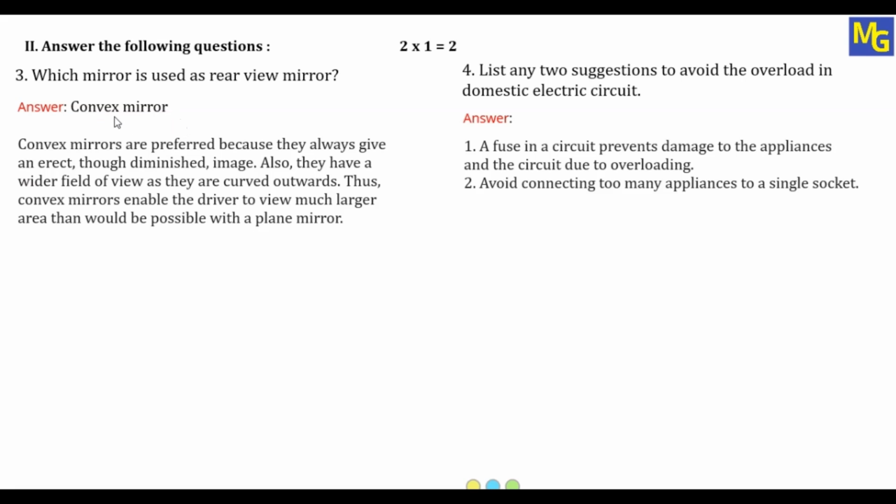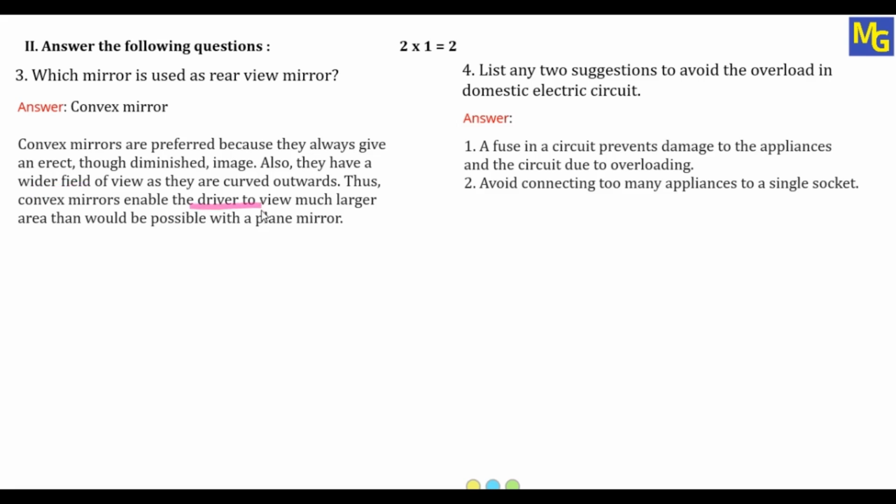Out of all the mirrors, we use the convex mirror in vehicles. The reason is that a convex mirror always gives an erect and diminished image, and it covers a wider area, so the driver can view a much larger area than would be possible with a plane mirror. In a plane mirror we can see a very small area, but in a convex mirror we will see a wider area.